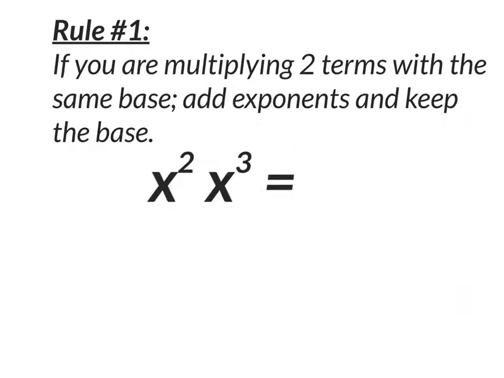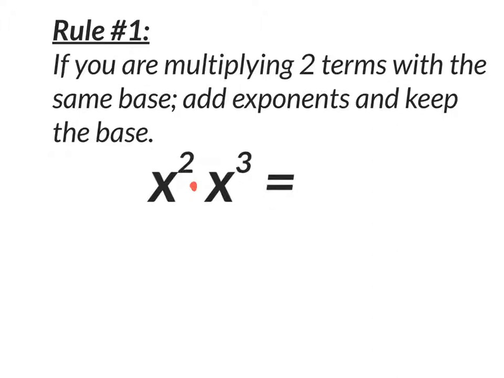Copy this rule down in your notebooks. This is rule number 1. The rule says if you are multiplying 2 terms with the same base, add the exponents and keep the base. So right here we have x squared times x to the third, and they obviously have the same base. This base is x, this base is x. They truly are multiplying. I'm going to put a little dot between them. You don't have to.